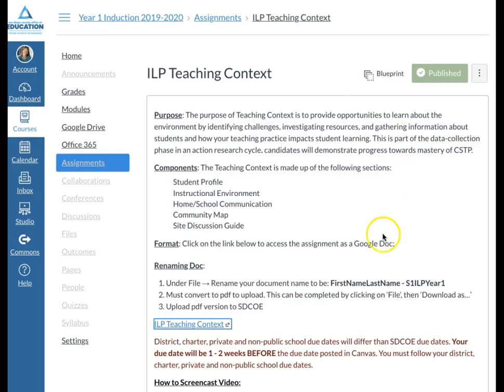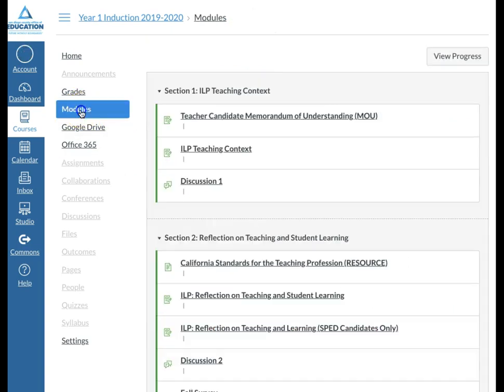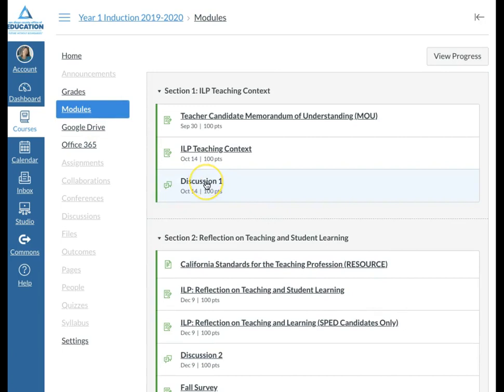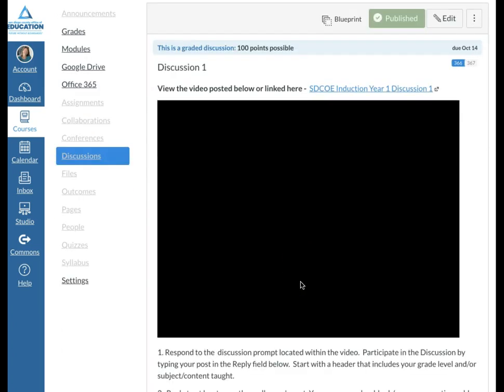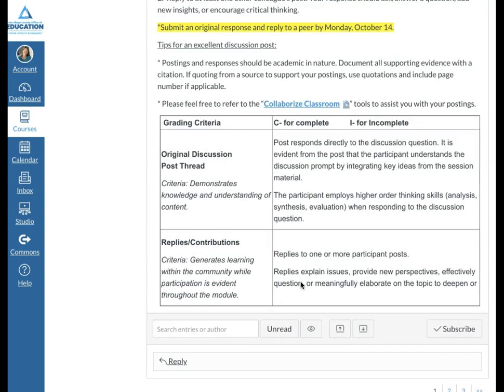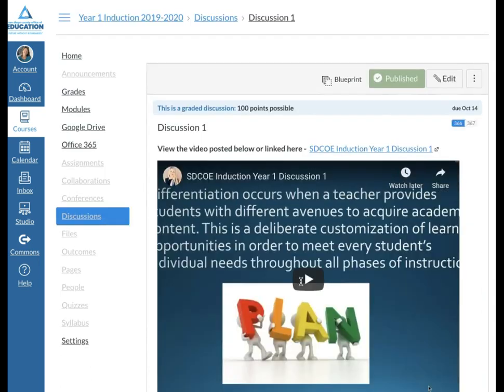And then if you could go back to modules and take a look at discussion one. You watch a video and respond to some questions about the video, and then you respond to a colleague, and the directions are all here: where you go, how you do it, what you're asked to submit. You could be busy over the weekend, but if you have a chance to do that over the weekend, that would be really helpful and I think take some stress off you.